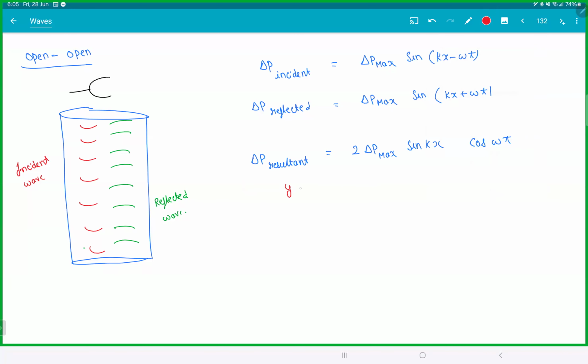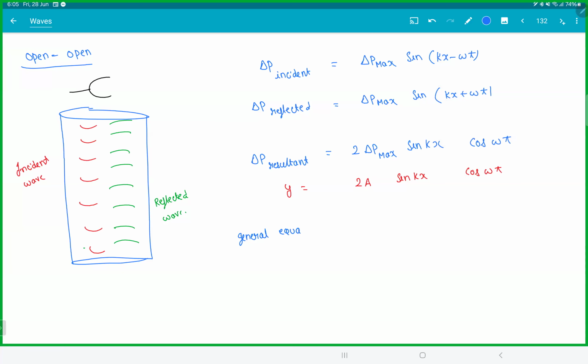You can see the resemblance. Y is equal to 2a sine kx cos omega t. So, like I said, simply you're replacing delta P max with a, and everything starts looking similar. And the more general equation.